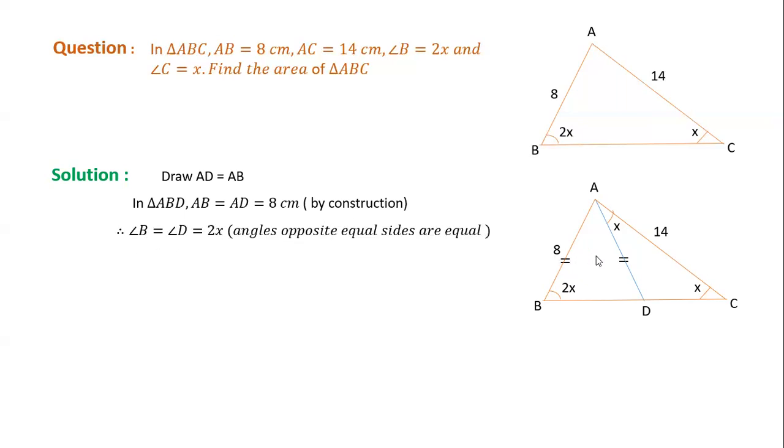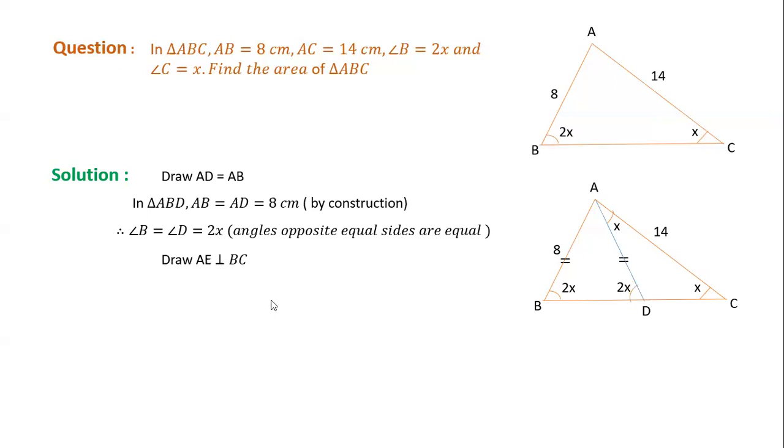Because these two sides are equal, the angles opposite them should be equal. This angle is given as 2x, therefore this should also be 2x. Why? Angles opposite equal sides are equal. So angle B and angle D both are equal to 2x.